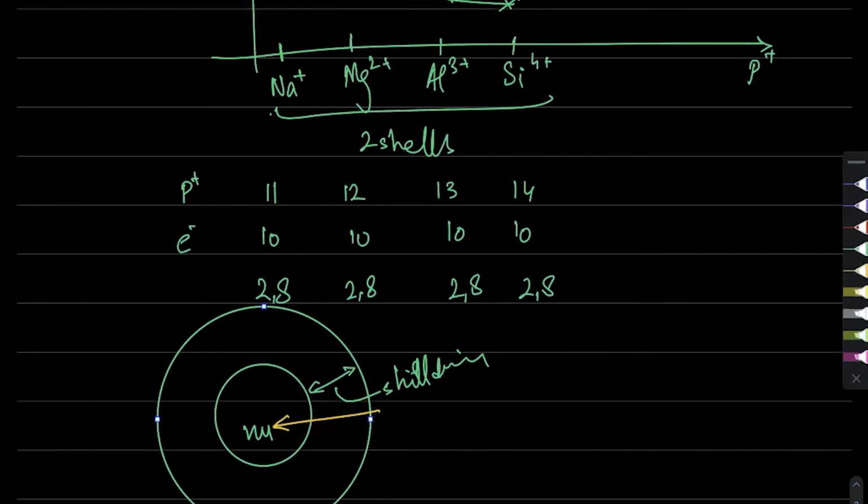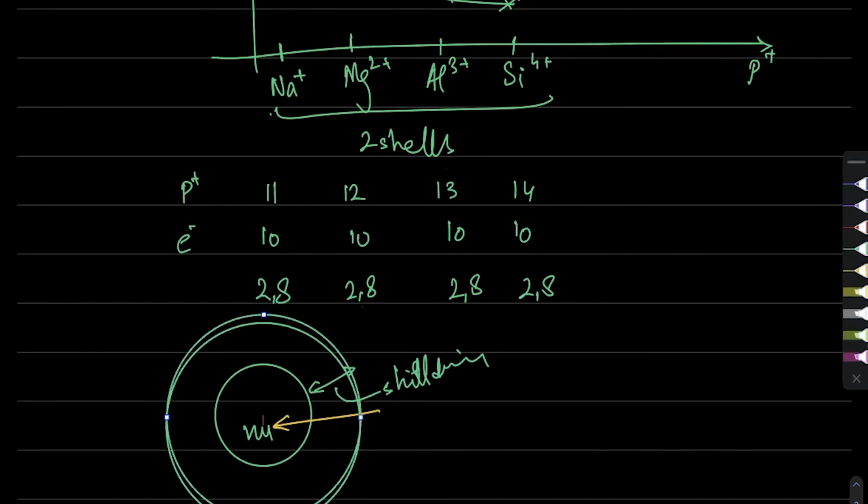So no wonder this last shell is going to come a little bit closer to the nucleus compared to that for sodium. In sodium it will be slightly bigger. That same last shell is going to be closer for silicon compared to sodium, because sodium is pulling with 11 protons, silicon is pulling with 14 protons. So it becomes smaller. Cation radius decreases if you have greater positive charge in the nucleus.